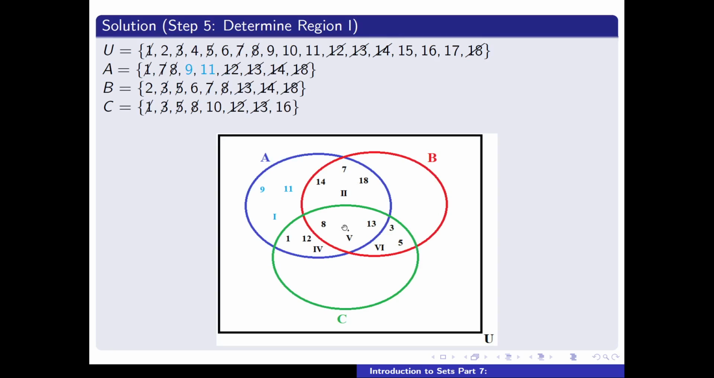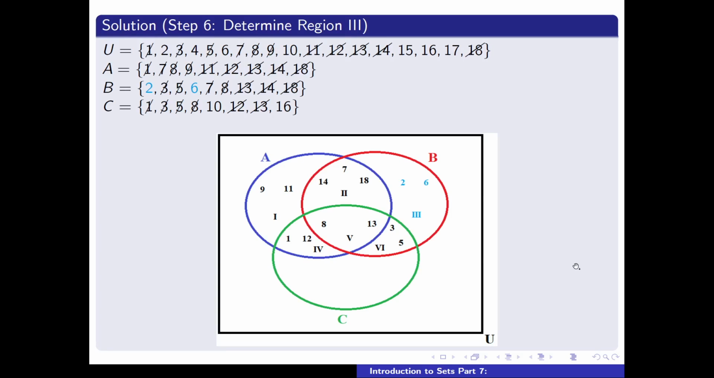Continuing on with that, we've got all these inner regions out of the way. Now we're looking at whatever's left over in sets A, B, and C. So we start with region 1 here. What's left over in set A that I haven't already placed in any one of these regions? Those are the elements 9 and 11. So I place those in region 1. And notice again, I X'd out all the ones I used in the previous step.